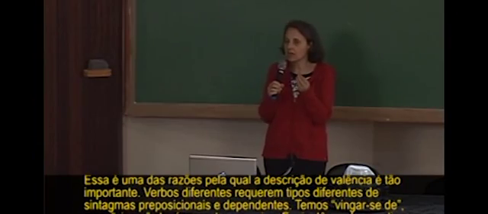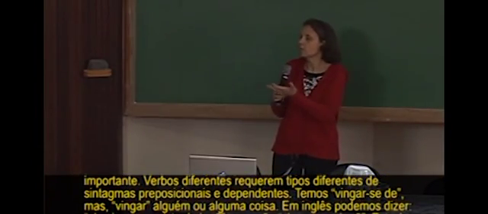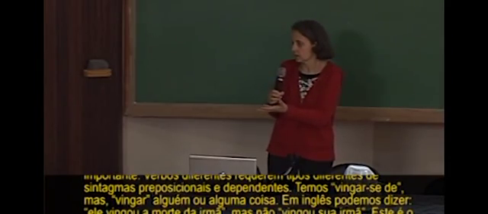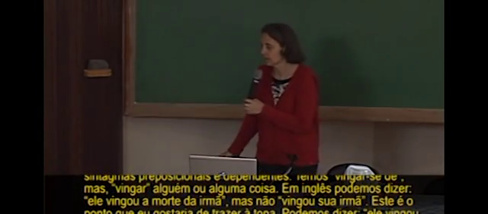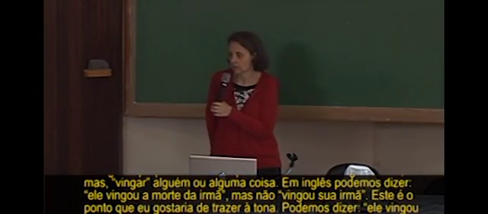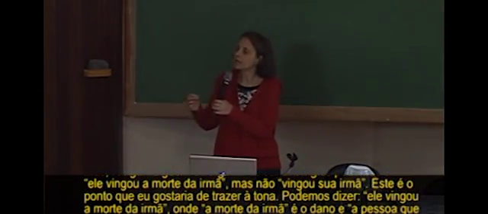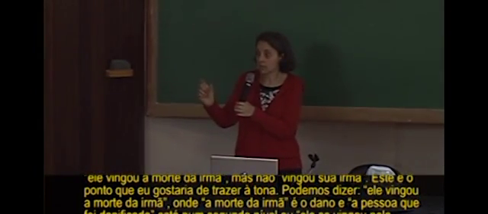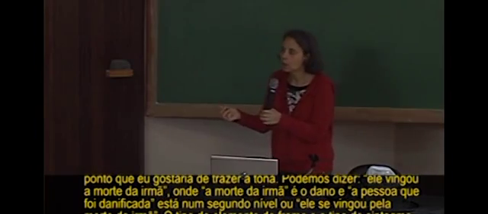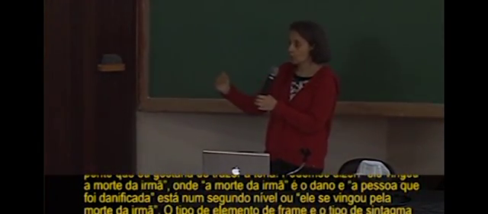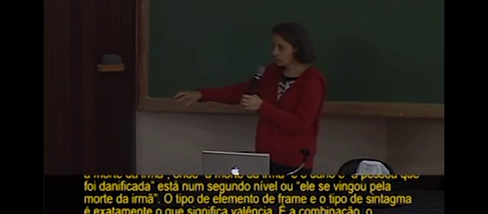So this is one of the reasons that valence description is so important. Different verbs require different kinds of prepositional phrase dependence. So you take revenge on, but you revenge someone or something. So in English you could say, he revenged his sister's death, but not he revenged his sister. What that tells us is the exact point that I wanted to bring out. You could say he revenged his sister's death, where his sister's death is the injury, and the injured person is the second layer, right?